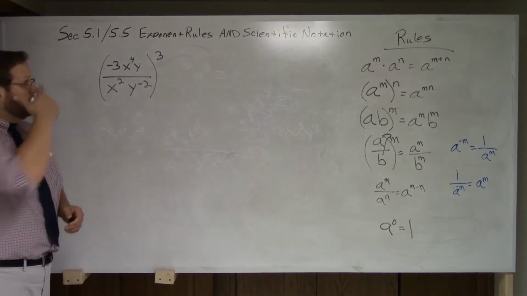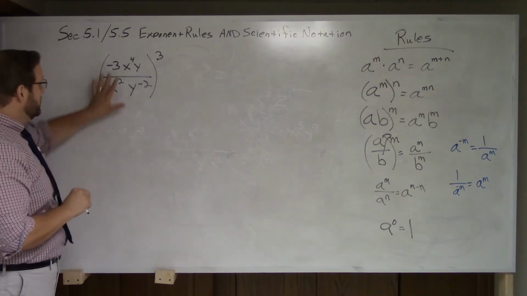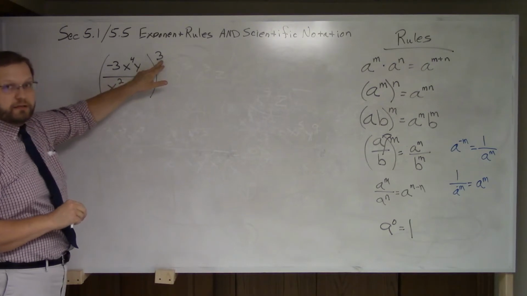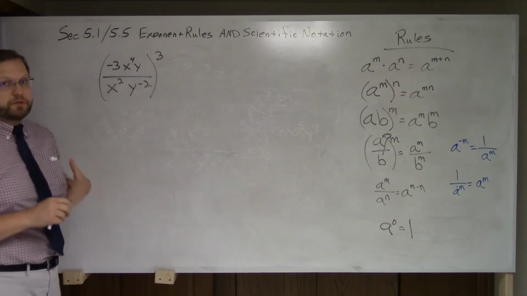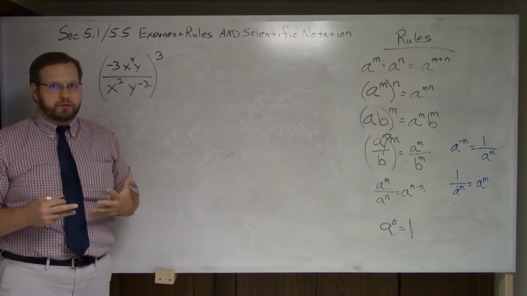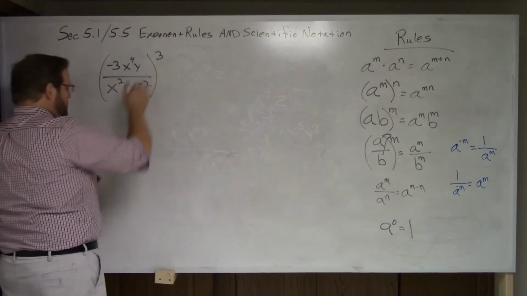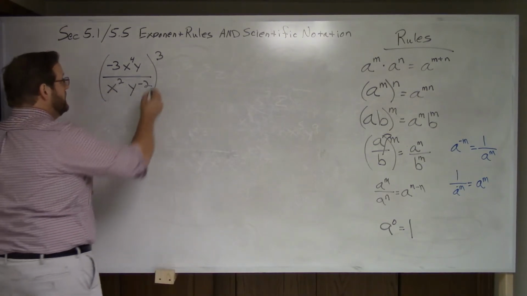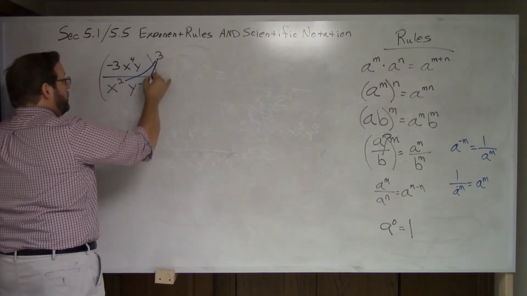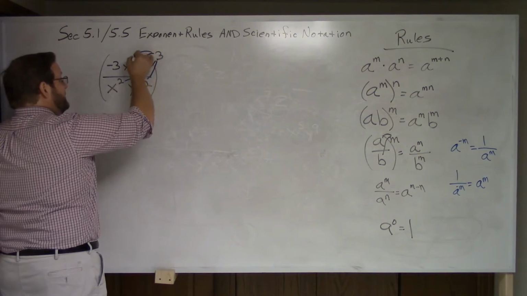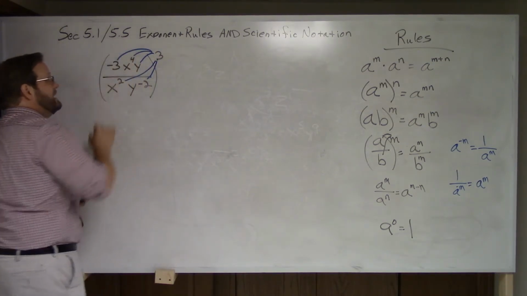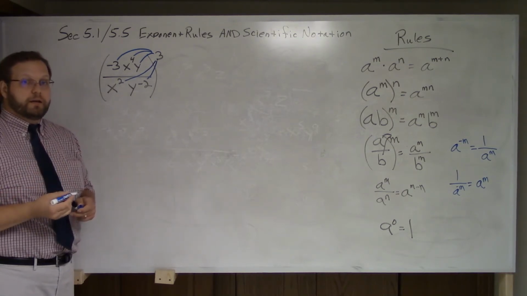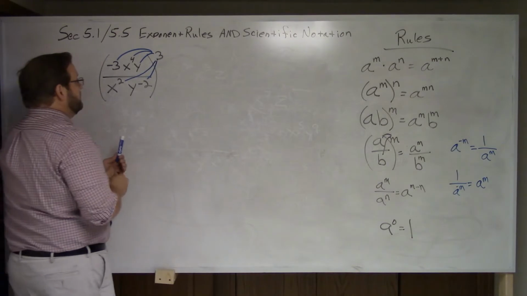Okay, so you could reduce these a little bit with the top versus bottom and then apply this, or you can apply that first. I personally like to apply that first. Now, this cube has to go on everything that is inside those parentheses. Has to go on the x, the y, this x, and that -3. Don't forget about that numerical coefficient, okay? So, let's see how that's going to look.